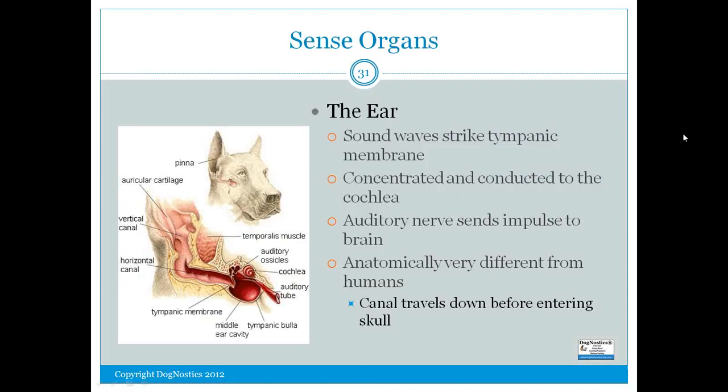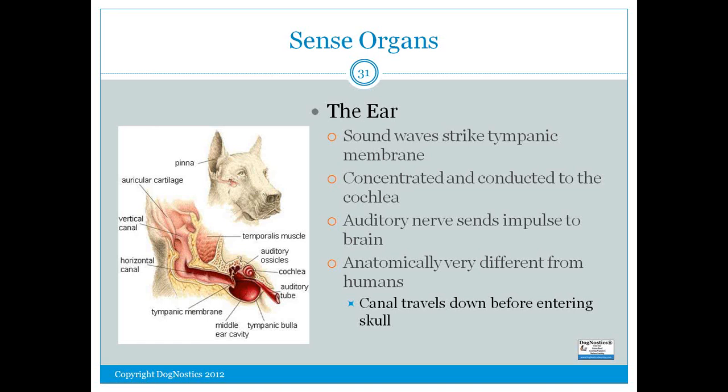Okay? The ear. So dogs have 3 parts to an ear, same as humans. You have your external or outer ear, your middle ear, and then your internal ear. The external ear includes the pinna and everything all the way down to the eardrum or the tympanic membrane. The middle ear is your tympanic bulla or the middle ear cavity, and then your inner ear is fluid-filled, and it's this area right in here, the cochlea, which contains the nerves that send the information to the brain.